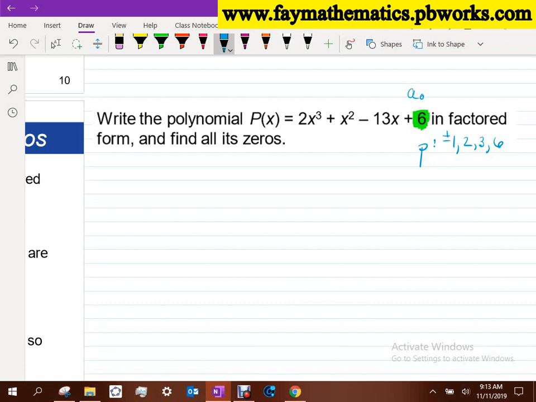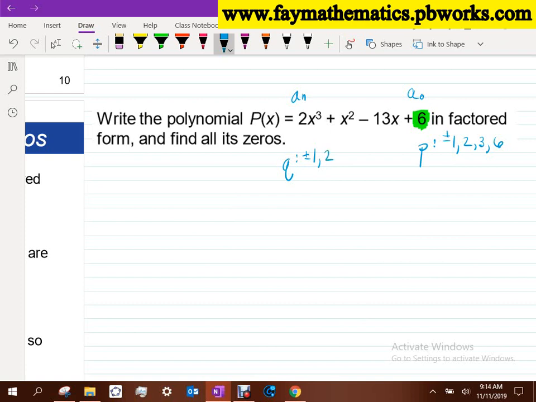The idea is, positive 1 will divide 6, negative 1 will divide 6 evenly. When we say divides, we're talking about with a remainder of 0. So 2 divides 6, negative 2 divides 6, 3 and negative 3, 6 and negative 6. So we identify our factors of a sub 0. And then we've got our a sub n, and we call those factors q. Again, it'll be plus or minus, and then 1 and 2.